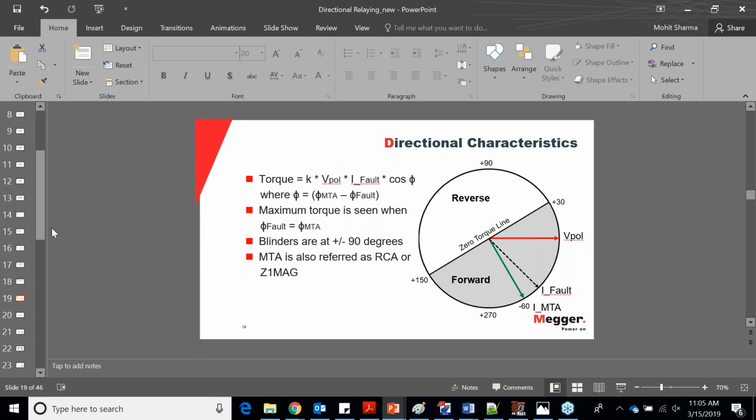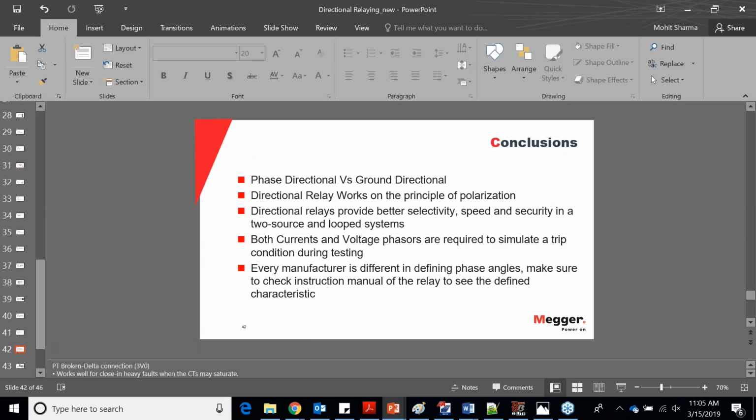All right. Next question, Mohit. How is the polarizing voltage ascertained and maintained? Can you repeat that question, please, Greg? How is the polarizing voltage ascertained and maintained? You said V4? I couldn't hear you, sorry. The question is how the polarizing voltage is ascertained and maintained in the directional element.